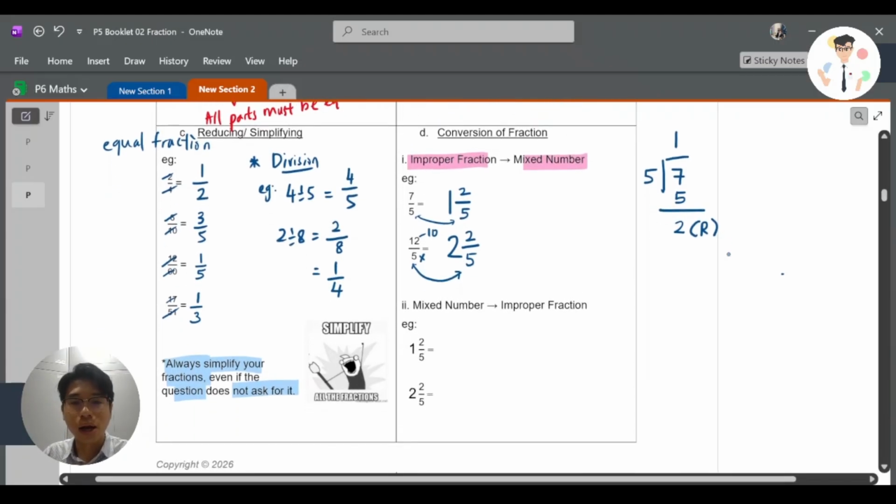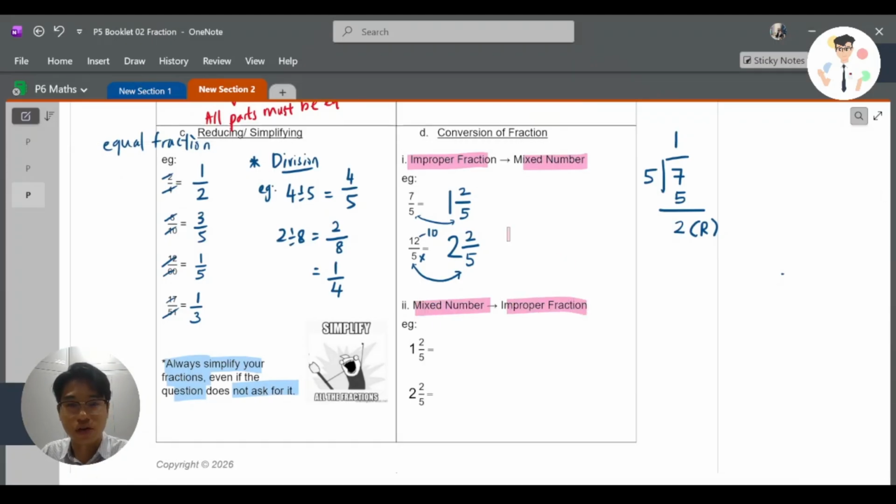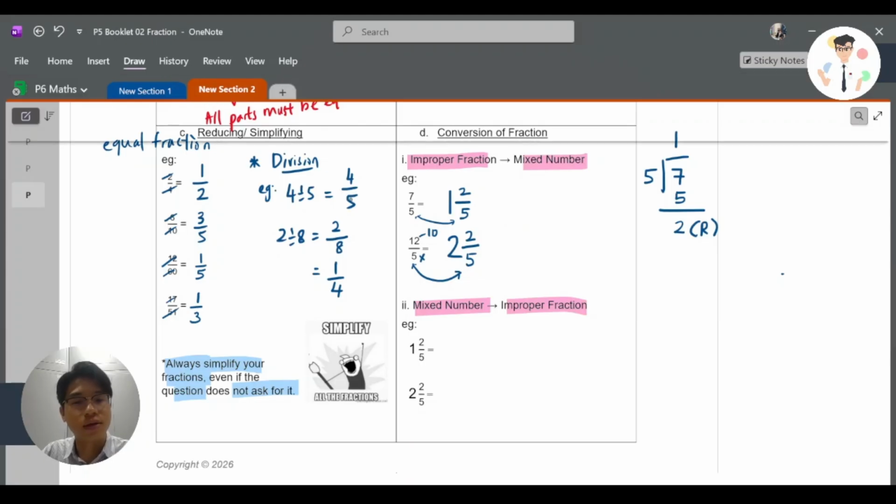Now, let's move on to how do we convert a mixed number back to an improper fraction. Now, how do we do that? Very simple.